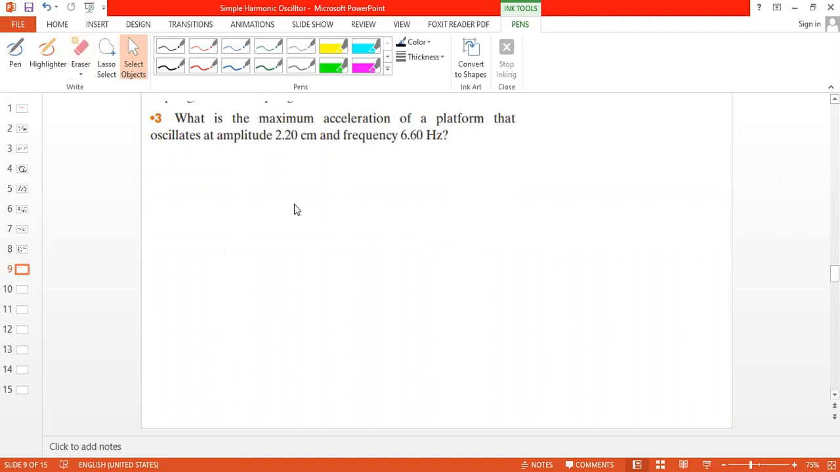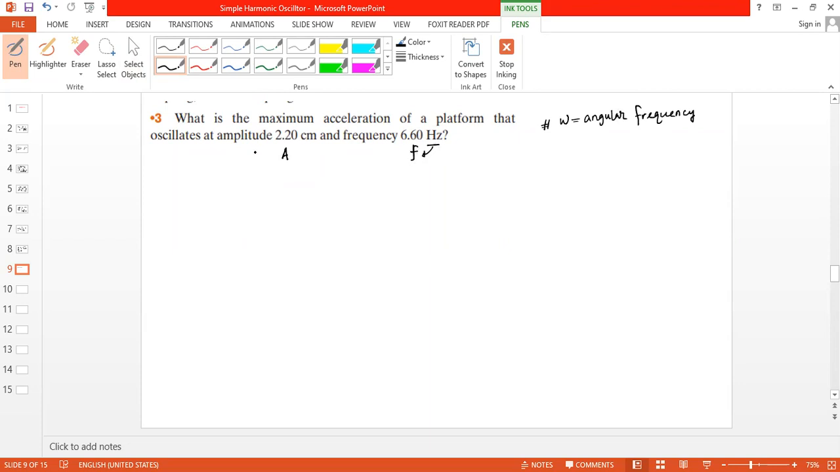So it is asking what is the maximum acceleration of a platform that oscillates at an amplitude of 2 centimeter and a frequency of 6.6 hertz. So this is my amplitude A and this is my frequency f. Hertz is the unit of f, and omega means angular frequency. F means frequency.